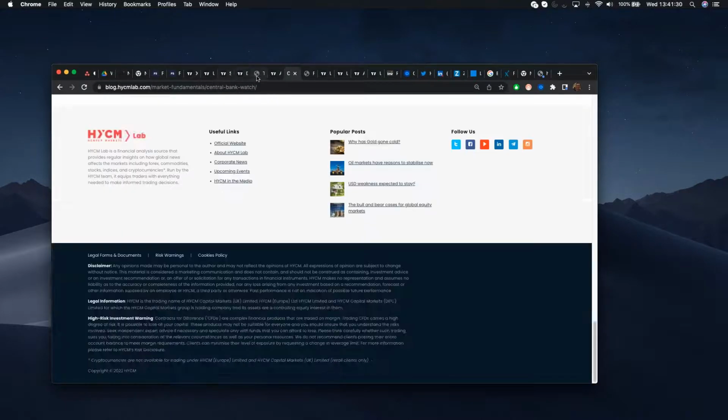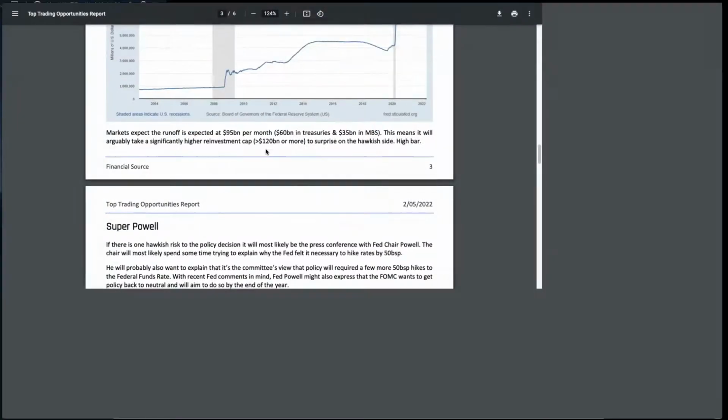Oh, sorry, just had a little cat walking across my keyboard.